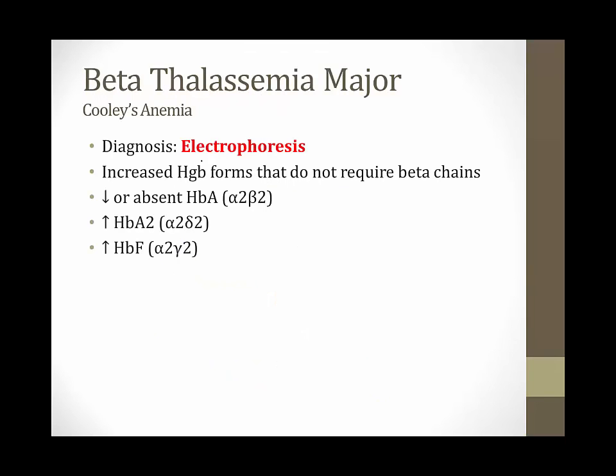You can diagnose beta thalassemia major by using electrophoresis. There will be an increase in the hemoglobin forms that don't require beta chains. So you will see decreased or absent hemoglobin A because hemoglobin A requires 2 beta chains. You will see an increase in hemoglobin A2 because hemoglobin A2 has 2 alpha and 2 delta chains. You can also see an increase in hemoglobin F because hemoglobin F has 2 alpha chains and 2 gamma chains.